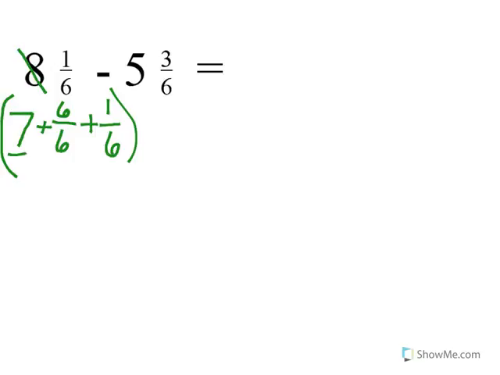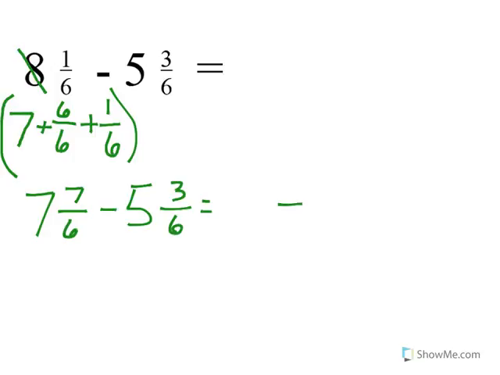I've got 7 whole, and I've got 1 whole, which together equals 8, and 1/6, which is all part of this original mixed number. Now, I'm going to rewrite this as 7, and then I'm going to put 6 sixths plus 1/6 together to make 7 sixths. Now I can come back and put on the rest of my problem. From 7 and 7 sixths, I'm going to subtract 5 and 3 sixths. Now my denominators are the same, and my first numerator, 7, can subtract the 3.